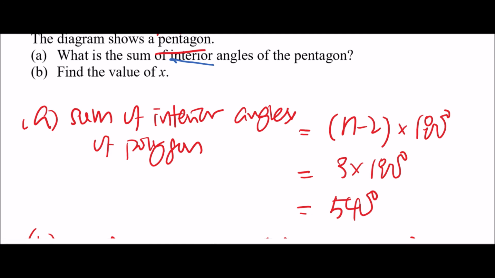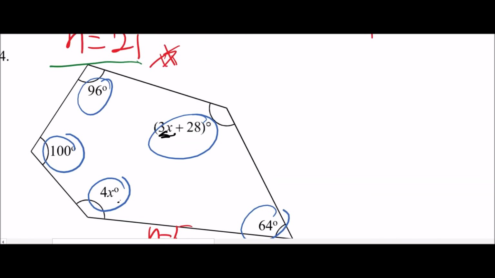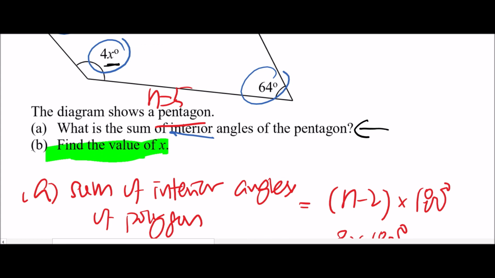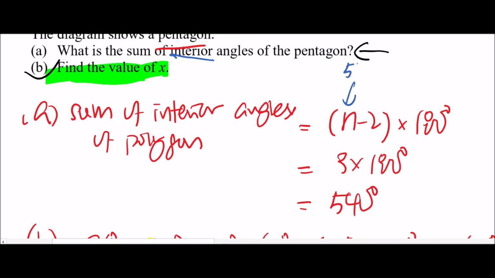Because later, how do I know that? Because later, we are going to find the value of x. So if in part A, you just give me the answer in terms of x, right? Because if I add all this up, I have x terms over here, then you will not be able to give me the answer for part B, right? So the sum of interior angles for any polygon is n minus 2 times 180. In this case, because this is a pentagon, n equals 5. So you simply substitute n equals 5, and we have 540 degrees as the sum of interior angles for this particular polygon.